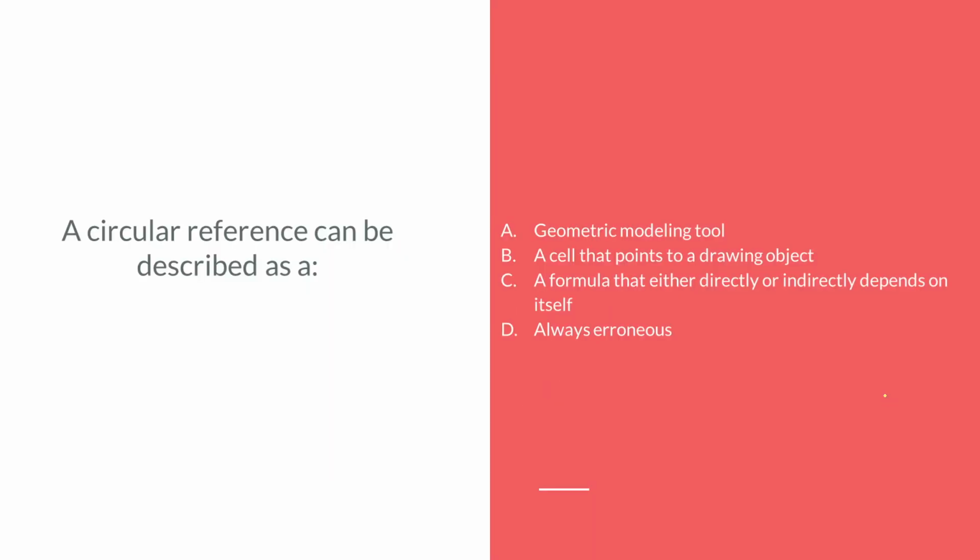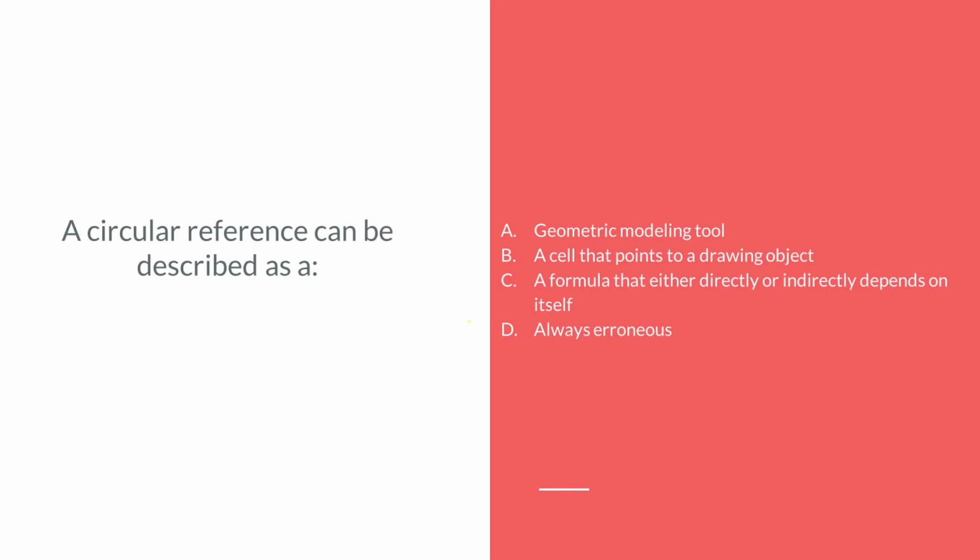So let's start with this first question. A circular reference can be best described as, out of these four, you need to choose. You can pause your video and choose your answer. Is it a geometric modeling tool? Is it a cell that points to a drawing object? Is it a formula that either directly or indirectly depends on itself, or always erroneous?